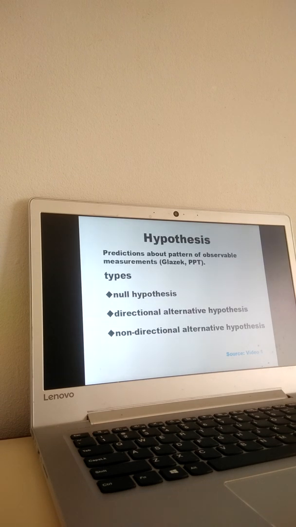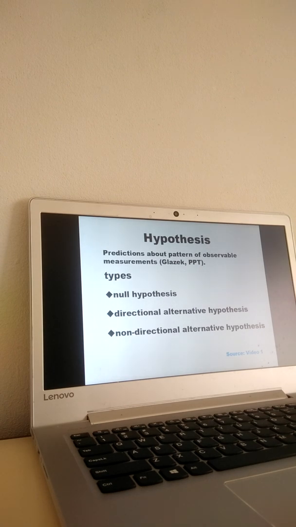And the last part is the hypothesis. Hypotheses are predictions about patterns of observable measurement. And there are three types of quantitative hypothesis. The first one is the null hypothesis. It means there is no change in the dependent variable between two groups, the experimental group and the control group. There will be no significant difference between the two groups.